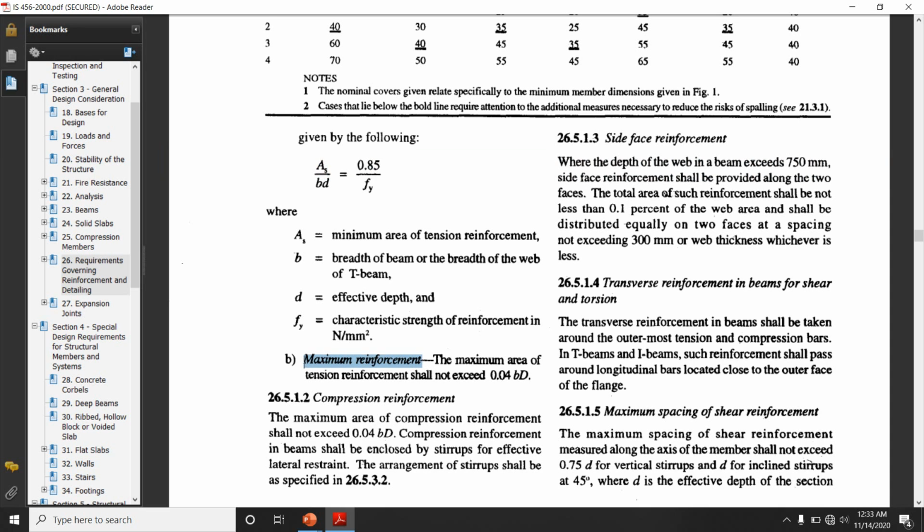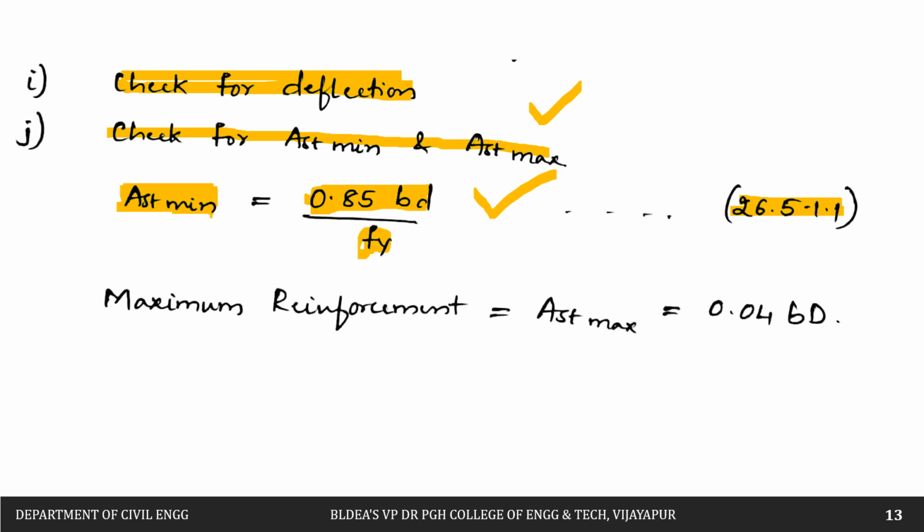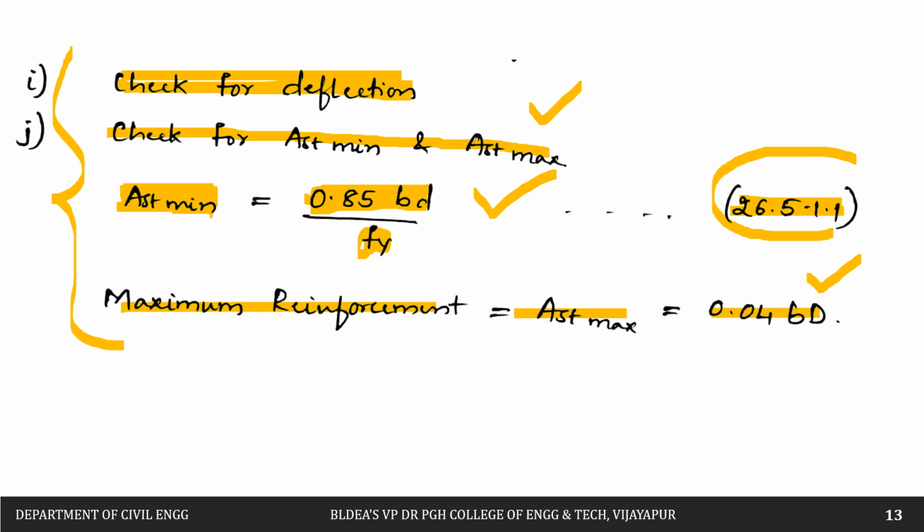Then next comes the maximum reinforcement. The maximum tension reinforcement shall not exceed 0.04 times b into capital D. Capital D is nothing but the overall depth. So the maximum reinforcement Ast max is equal to 0.04 times b into capital D. This is as per IS 456:2000, clause number 26.5.1.